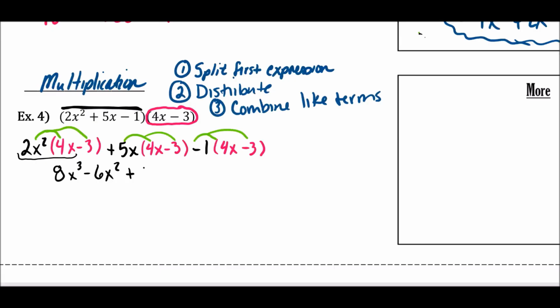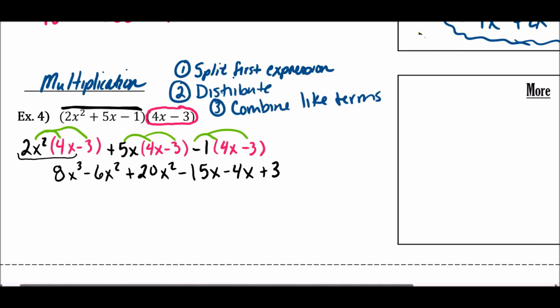5x times 4x is 20, and then I have x squared, minus 5x times negative 3 is negative 15x. So again, I multiply, 5 times 3 is 15, and I keep that x. Let's go to the last one. Negative 1 times 4x is negative 4x. Negative 1 times negative 3 is positive 3. So now we've gone through step 2 of distributing.